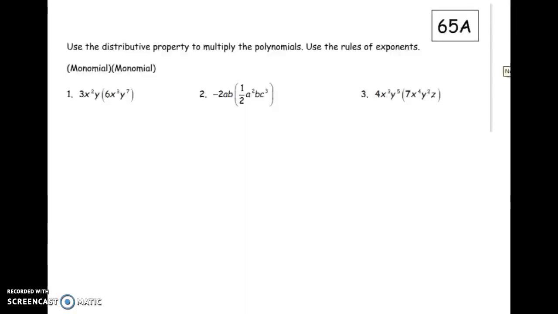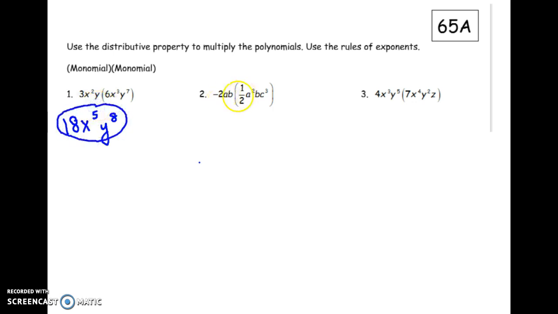So 65A, let me just change my pen color. Here we have a monomial, meaning one term, times another monomial. So we're just going to look at the coefficients, 3 and 6, and we're multiplying. So 3 times 6 is 18. Then we have x squared times x to the third. Our rule is with exponents we add, so it's 18x to the fifth, and then our y would be to the eighth. When we take a monomial and multiply by another monomial, we just get a monomial answer. So that would be our answer.